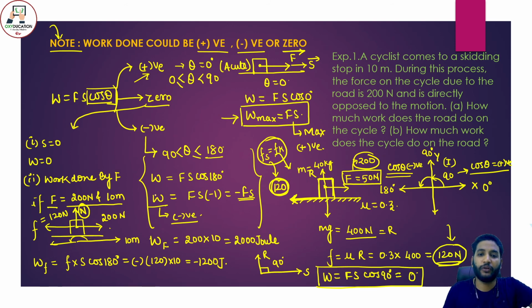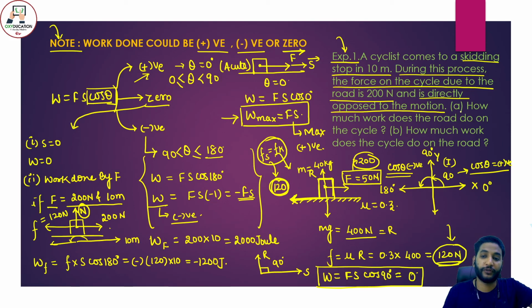We will also discuss all the same topics. Okay, here is one example I have given from the NCERT. This is a very important example. It says: a cyclist comes to a skidding stop in 10 meter. During this process, the force on the cycle due to the road is 200 Newton and is directly opposed to the motion. How much work does the road do on the cycle? This is a very important part. The road on the cycle, and how much work does the cycle do on the road? There are two questions. Let's discuss these questions.